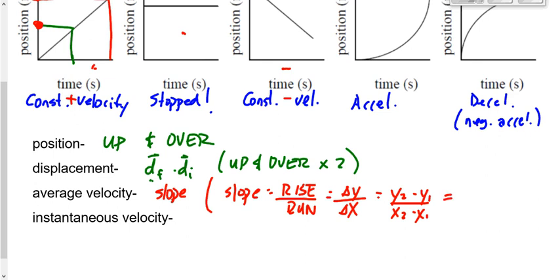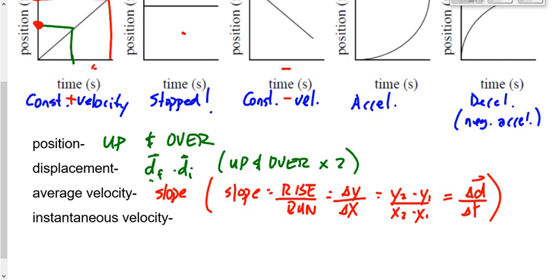What's y2? Well, that's position 2. y1 is position 1 over t2 minus t1. In other words, we could write it as displacement over time, right? So however you want to find the slope of this graph, I don't care. Using rise over run, y2 minus y1 over x2 minus x1, displacement over time, I don't care. Okay, they all mean the same thing.